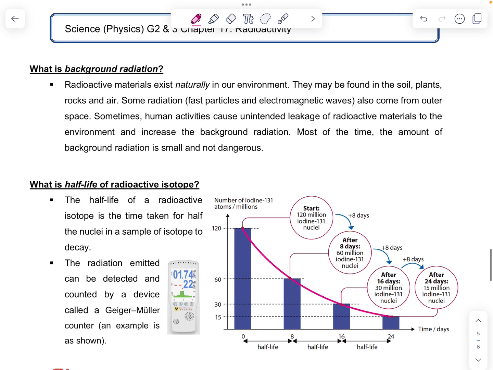So what is background radiation? Radioactive materials actually do exist in nature. They can be found in food, soil, or in plants. However, most of this radiation is small and not dangerous.